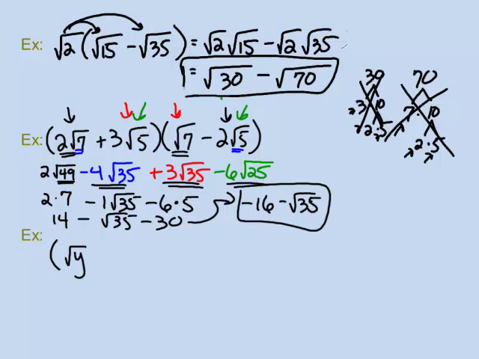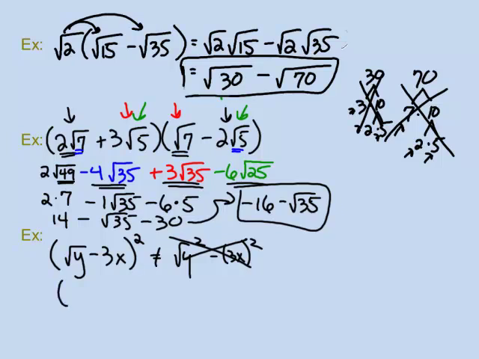Final example. Let's take the square root of y minus 3x and take that quantity and square it. Remember that you cannot distribute that power of 2 to each of those terms. This is not equal to the square root of y squared minus 3x squared. You cannot distribute that power.